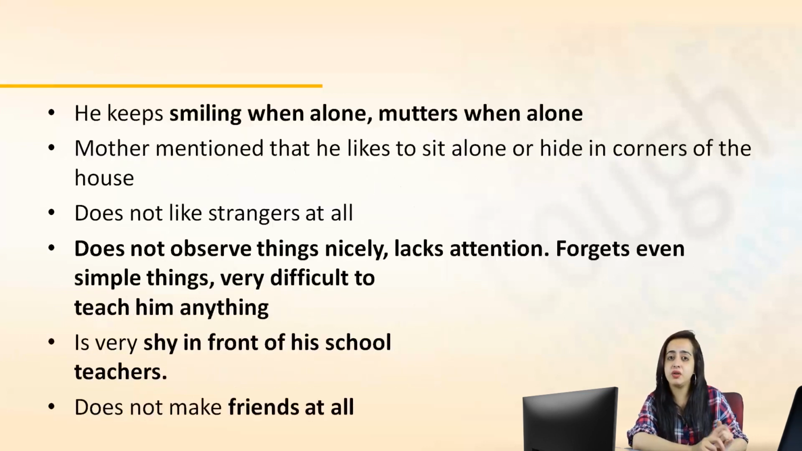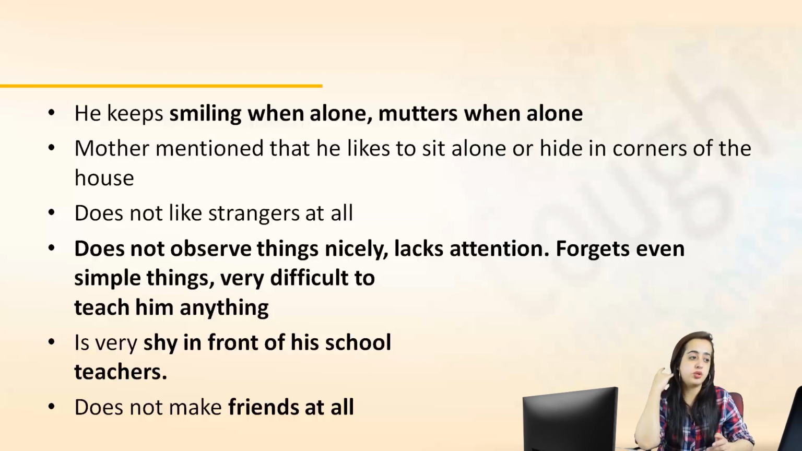He keeps smiling when alone and mutters when alone. This is again a very important symptom, because it is not usual or common for a 12-year-old child to smile when alone or keep talking to himself when alone. We can see this in, say, a toddler or a preschooler. They can have their own imaginary play games where they play with themselves when they are alone. But in a 12-year-old child, this becomes a very important symptom.